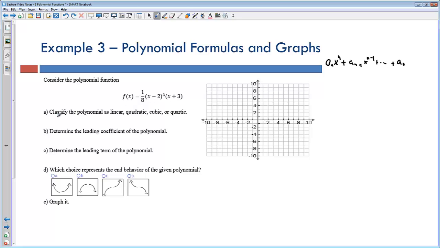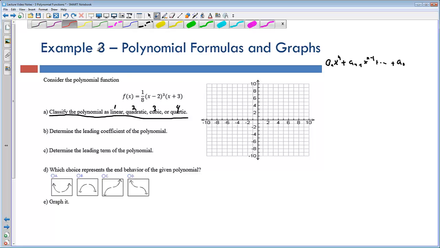So first, we want to classify the polynomial as linear, quadratic, cubic, or quartic. So the idea is degree 1, degree 2, degree 3, or degree 4. And so we have to use our imagination a little bit and think about what might happen if you multiply this out. So the 1/8 doesn't give you any degree because it's just a number. But this thing right here, this x minus 2, it's being cubed. So remember, if you multiplied that out, what it would mean is you take x minus 2 times x minus 2 times x minus 2.